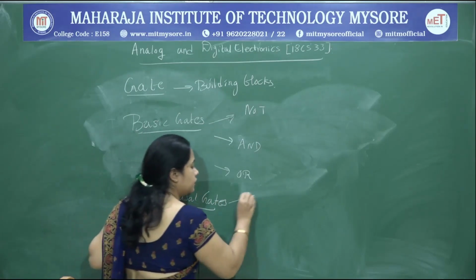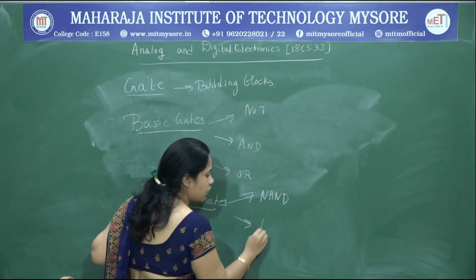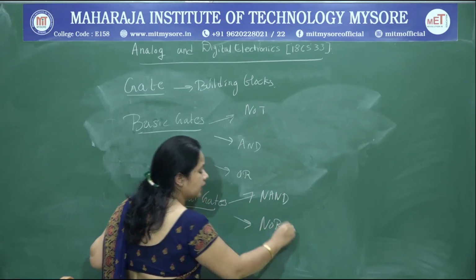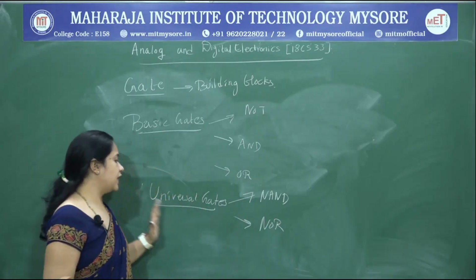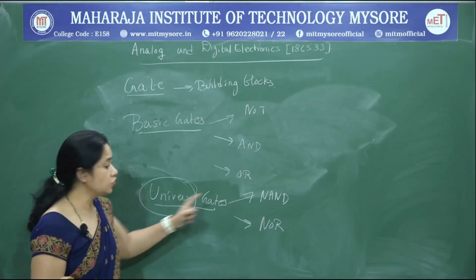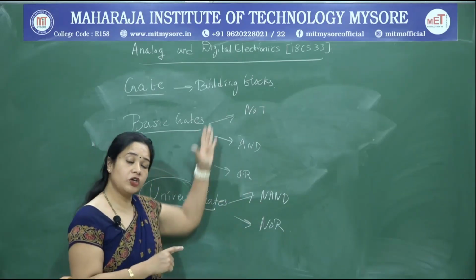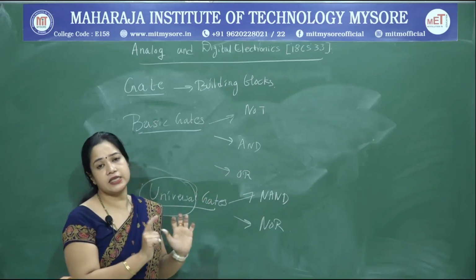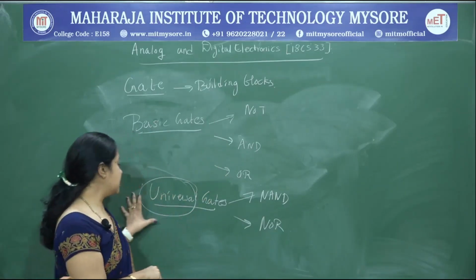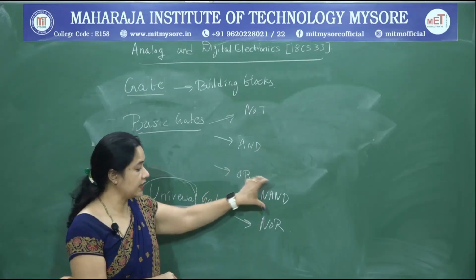So NAND and NOR, we will shortly discuss what NAND and NOR are in detail. Before that, why we give the name universal is because using these two gates we can realize all other basic gates. Not only basic gates, we can realize any given digital circuit. That is the reason we call these two gates universal gates, NAND and NOR.